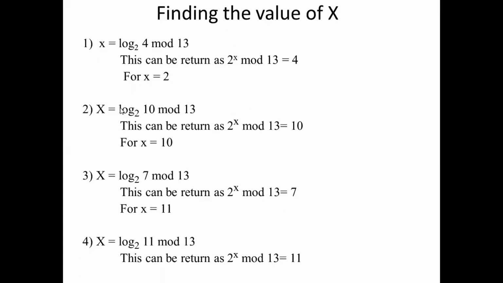So this can be rewritten as 2 to the power of x mod 13 equals 4. For which value of x will you get the remainder 4? You have to use the trial and error method. First you substitute x equals 1. 2 to the power of 1 mod 13 gives you 2 as the remainder. It is not equal to 4. So the x value is 2.